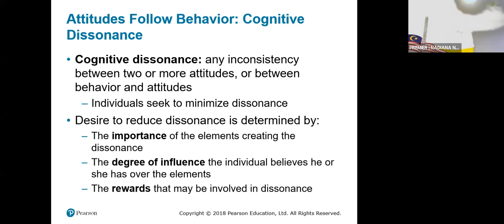The desire to reduce dissonance is determined by, number one, the importance of the element creating the dissonance. What is the factor creating dissonance? Creating the uncertainty or inconsistency. Number two, the degree of influence the individual believes he or she has over the element. How much influence the situation has on the individual. And number three, the reward that may be involved in the dissonance. That is the factor of reward and cognitive dissonance.